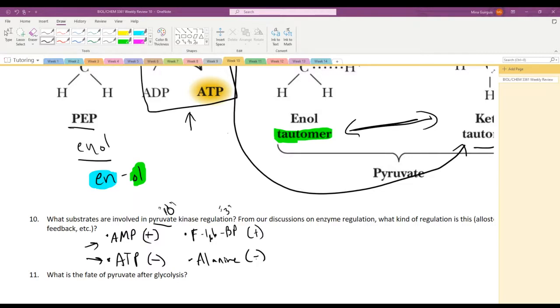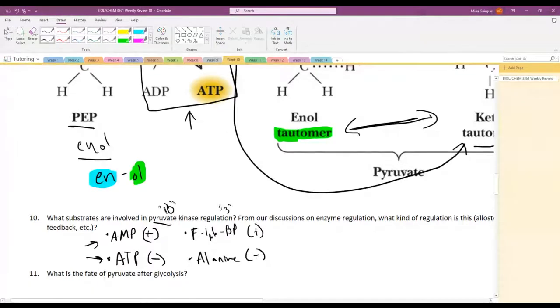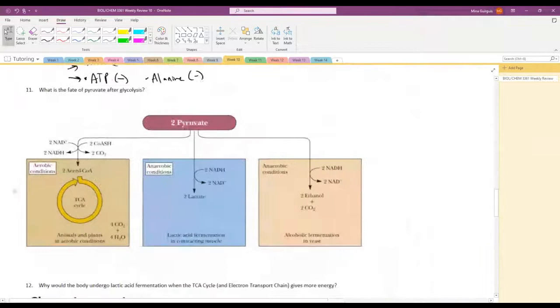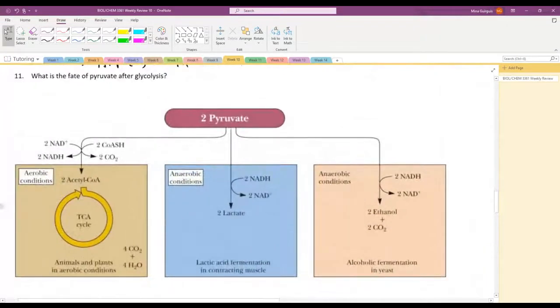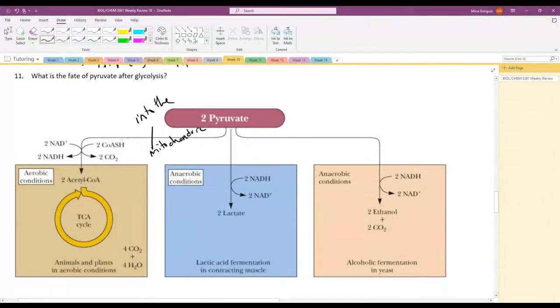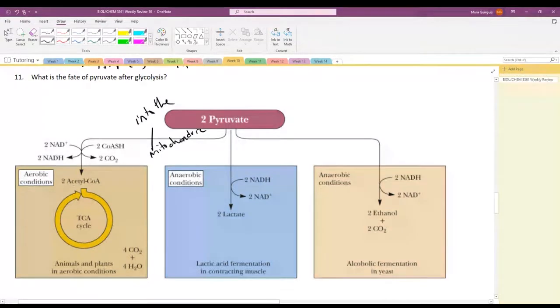Okay, now let's talk about what's going to happen to pyruvate. Before I do, I want to say pyruvate is the official end of glycolysis, but it's not the only end of glycolysis, and that's what we're going to see here. So these are our options for pyruvate. The first is it can go into the mitochondria of the cell, and then be converted to acetyl-CoA.